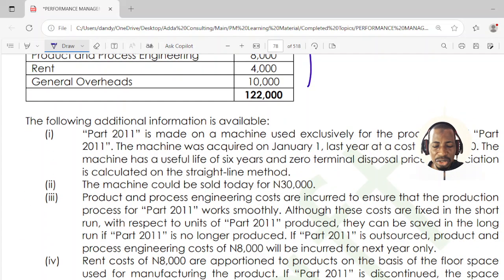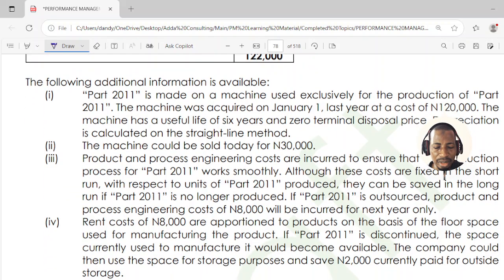The following additional information is available. 1. Part 2011 is made on a machine used exclusively for the production of Part 2011. The machine was acquired on 1st January last year at a cost of 120,000 naira. The machine has a useful life of 6 years and 0 terminal disposal price. Depreciation is calculated on a straight line method. 2. The machine could be sold today for 30,000 naira.